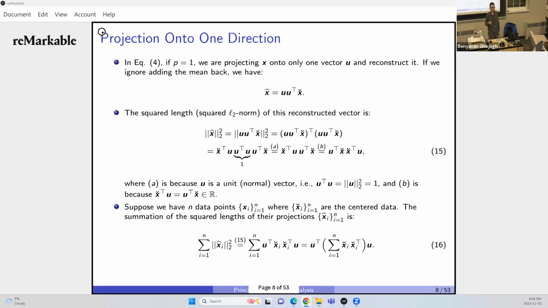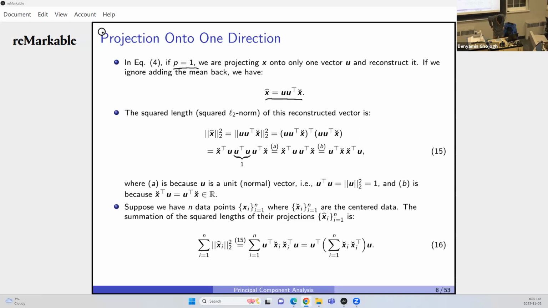For now, for simplicity, assume my PCA subspace dimensionality is 1. So P is 1, then matrix U becomes a vector U. So it has only one column. Agreed? So what is my X hat? It is U transpose X breve, right?